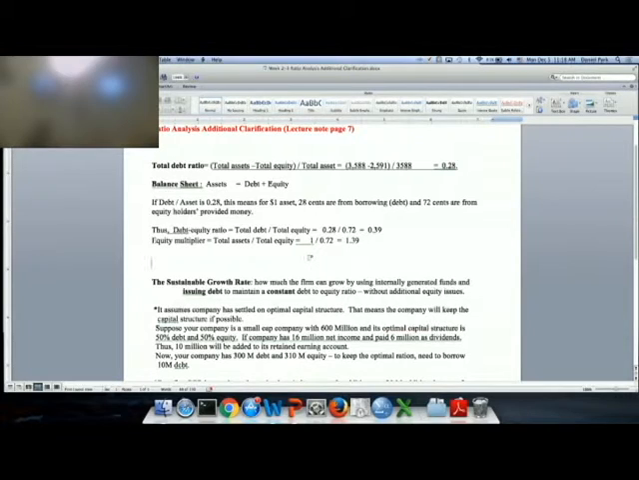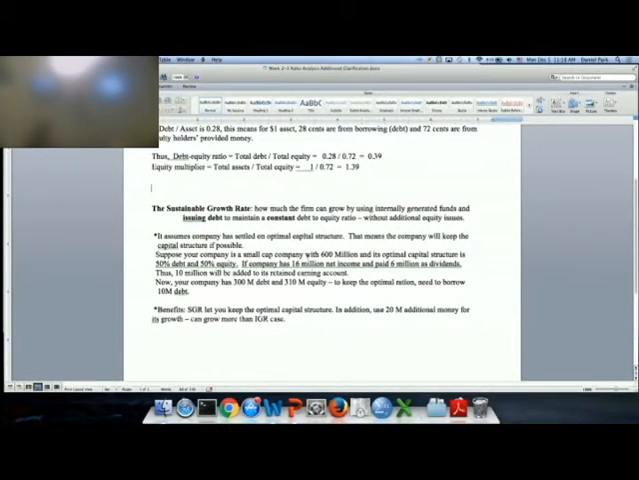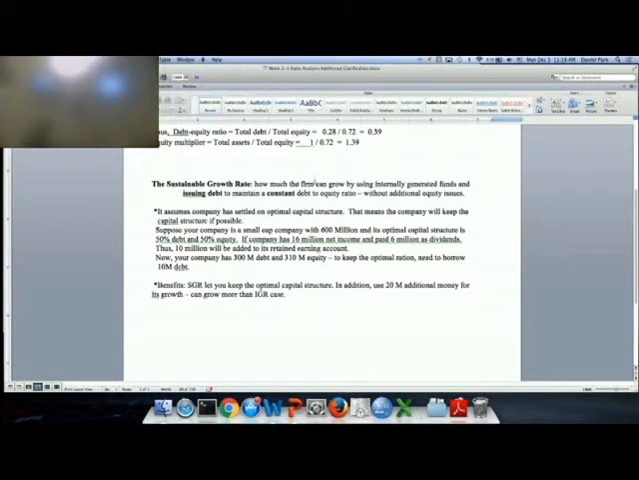Okay, next one is the sustainable growth rate. By definition, this is how a company can grow by using two sources. One is internal money, that's the addition to retained earnings. Remember, the company has net income. From net income, the company pays dividends.